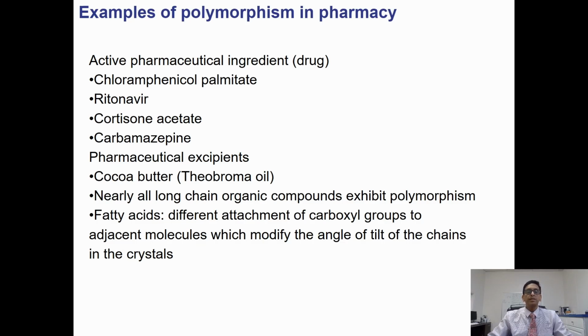Under the category of excipients, cocoa butter is also a classical example in formulation development of how an excipient influences the formulation. Polymorphism is going to be one of the most challenging parts in making a suitable formulation of an API.